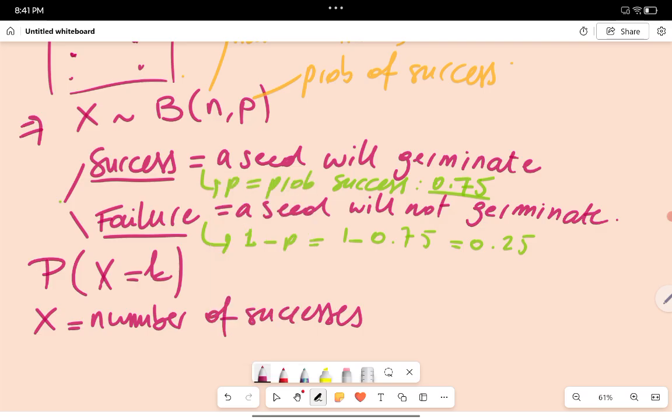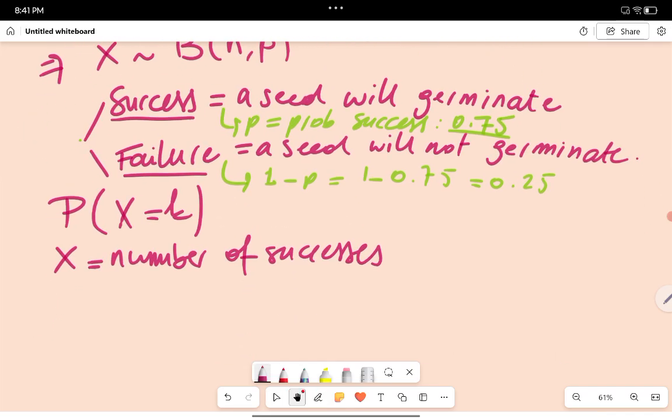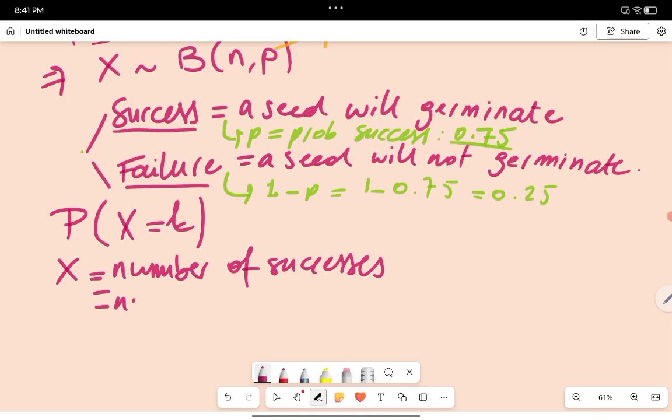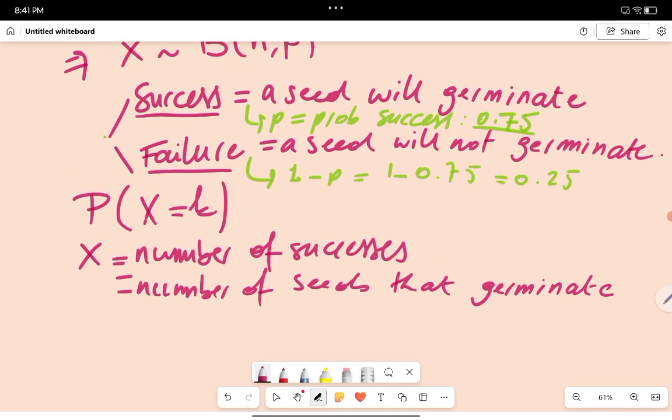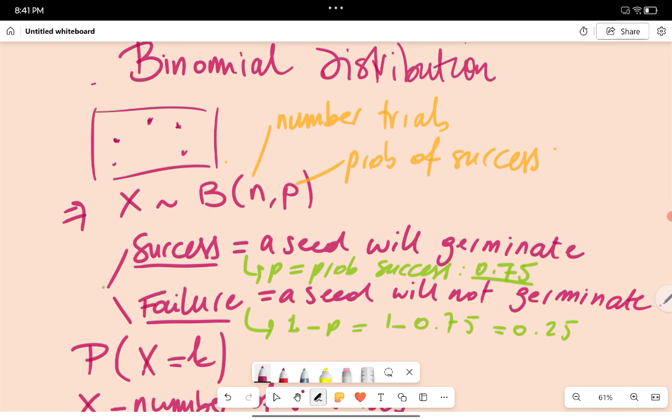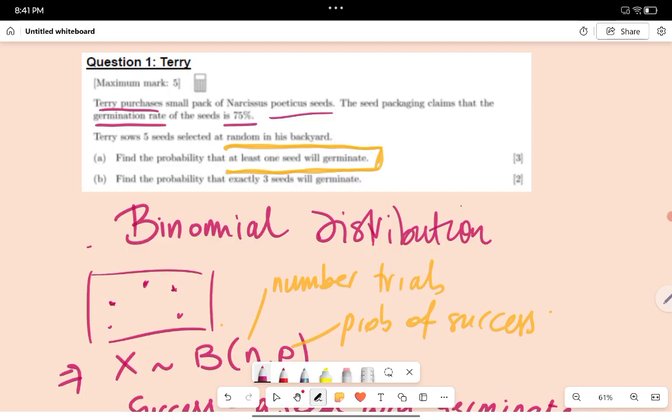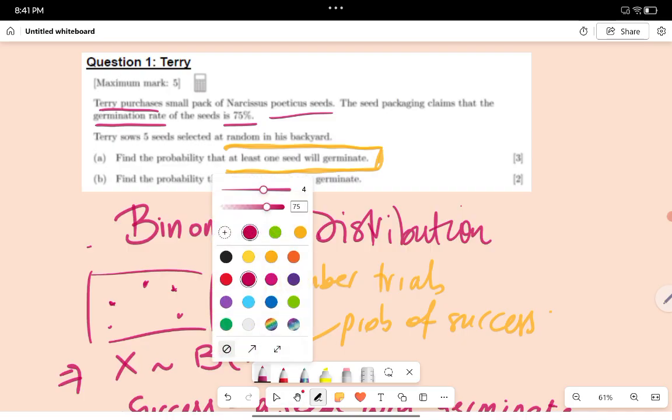Okay, so let's go back to our definition. So x is the number of successes. So this is basically the number of seeds that germinate. All right, perfect. We have n. Let's look. We need the number of trials. So we're looking here at 5 seeds, aren't we? Here, Terry sows 5 seeds. Find the probability that at least one seed will germinate.